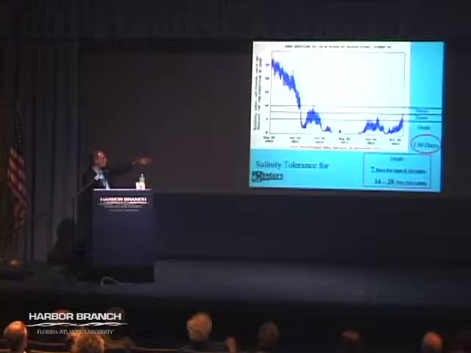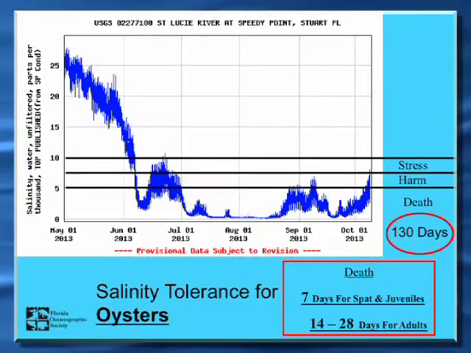But obviously, if it gets too low for too long, and particularly in this event case, over 130 days, they can only tolerate about 14 to 28 days for adult oysters. So we pretty much lost about 100% of our oyster beds during this time.